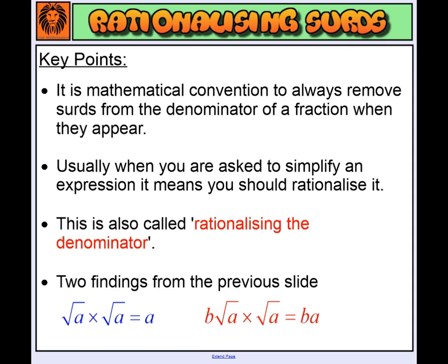Now, the key point is that in mathematical convention, we always remove surds from the denominator of a fraction when they appear. Sometimes this is called rationalising the denominator. The two things that we found from the previous slide are that if we have root a times root a, we get a, and if we have b lots of root a times root a, we get ba. As you can see, these are both rational numbers.